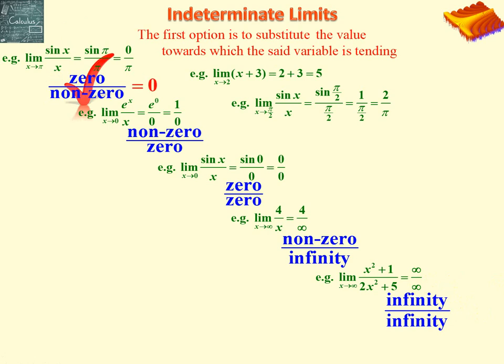So, that first one, equal to 0. Non-zero over 0, non-zero over 0, well, can't be done. So therefore, no limit, but when you're doing tertiary maths, they no longer speak of no limit, they'll say the limit is infinity.